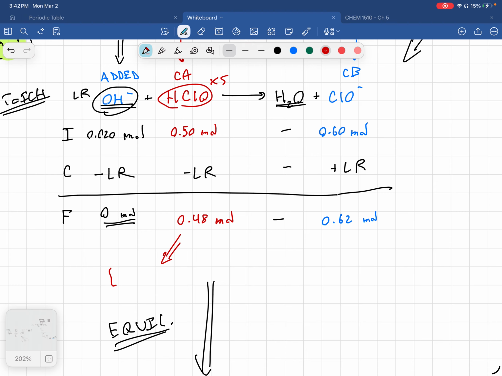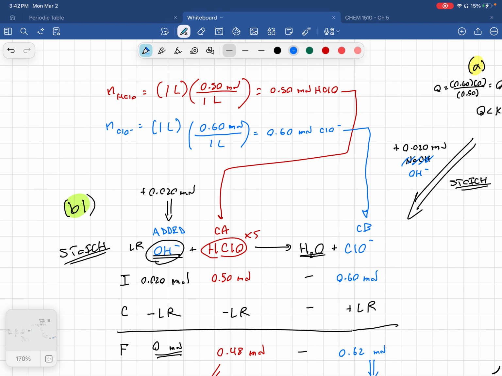And so here are our new mole amounts that we need to then use to calculate the new concentration. And so the new concentration is going to be the new mole amount, 0.48, divided by the new volume of the solution, which is still 1 liter. So we get 0.48 moles per liter. And then for this one over here, the new concentration is 0.62 moles divided by our new volume. And so 0.62 moles per liter.